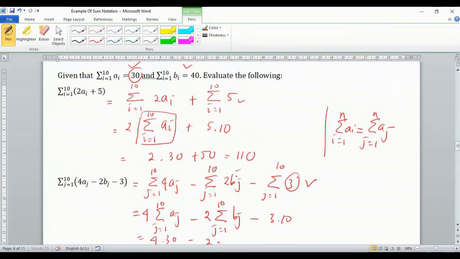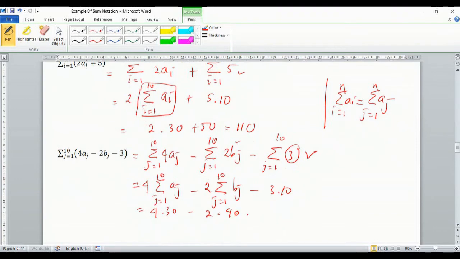So this one is 40 minus 30. So from here, 120 minus 80 minus 30, right? 120 minus 80 is 40, and 40 minus 30 is 10. So you can use the properties that we have, everyone.